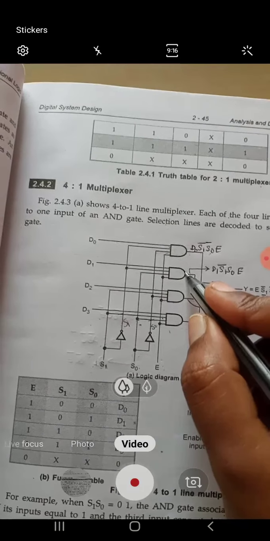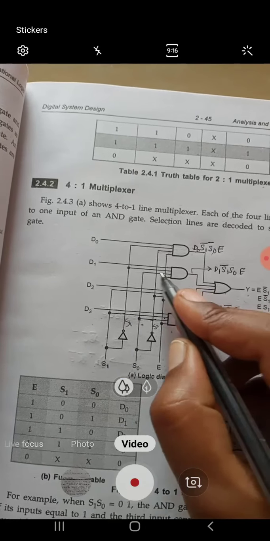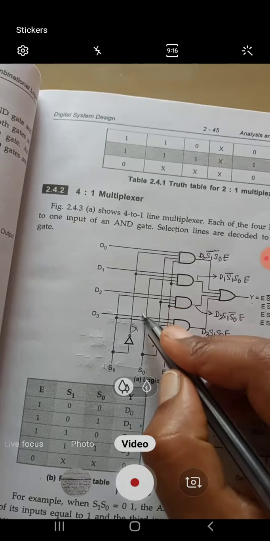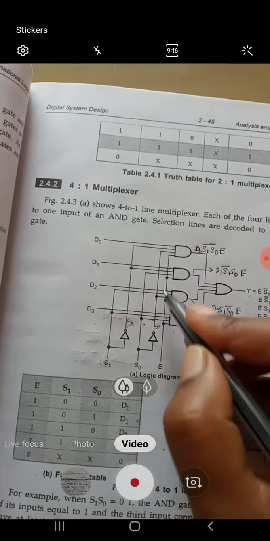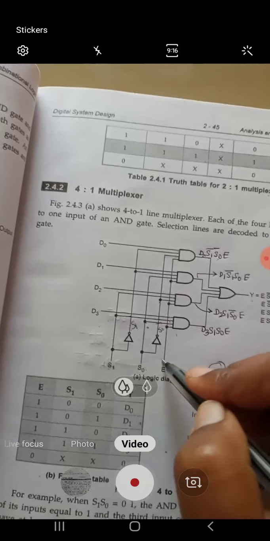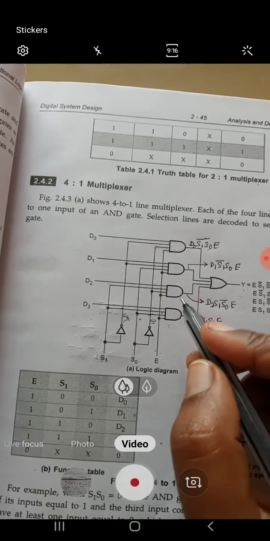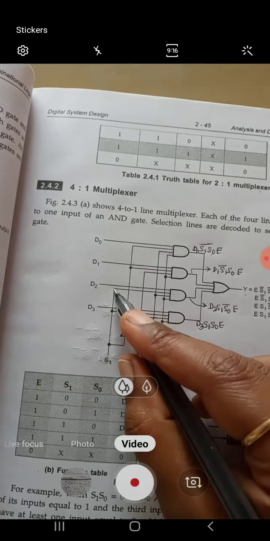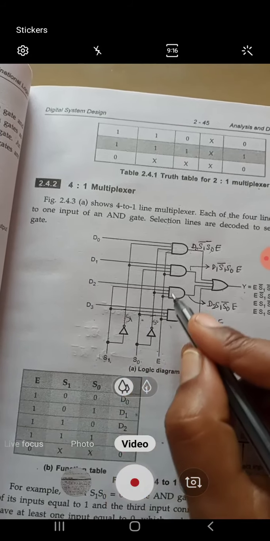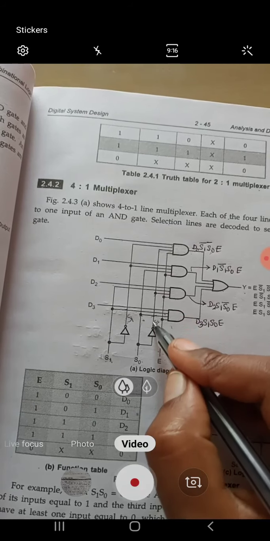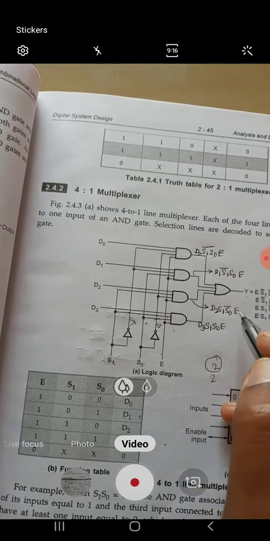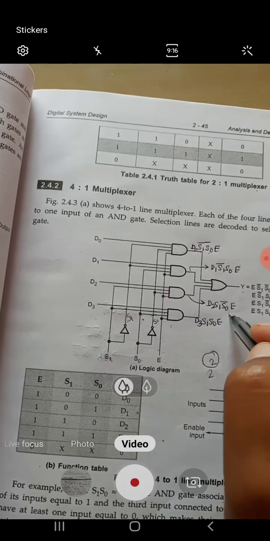Similarly with this, what is it? D1. This is S1 bar. What is this? This is nothing but S0. And what is this? This is nothing but E. Similarly, what do I have here? D2. The second line is S1. The third line is S0 bar. And the fourth line is E. So you have it over here.